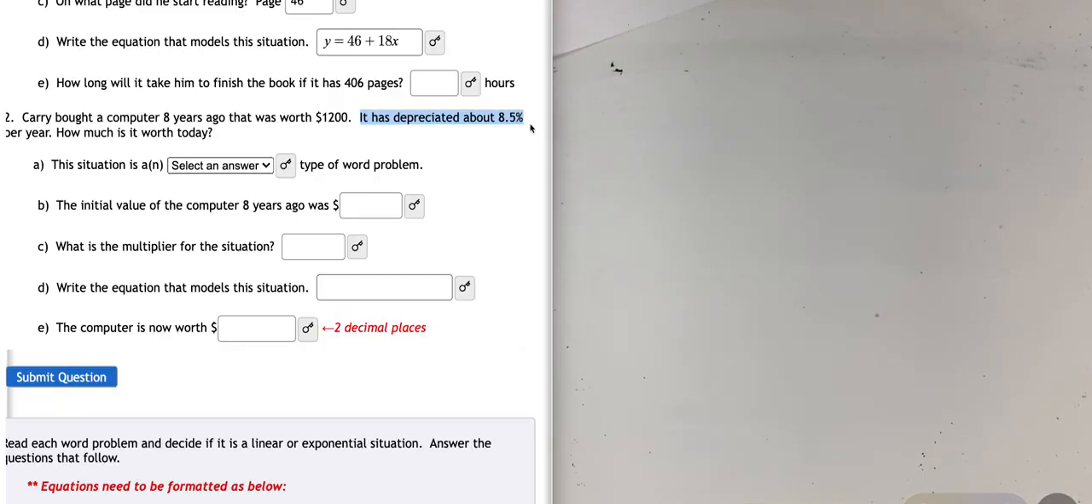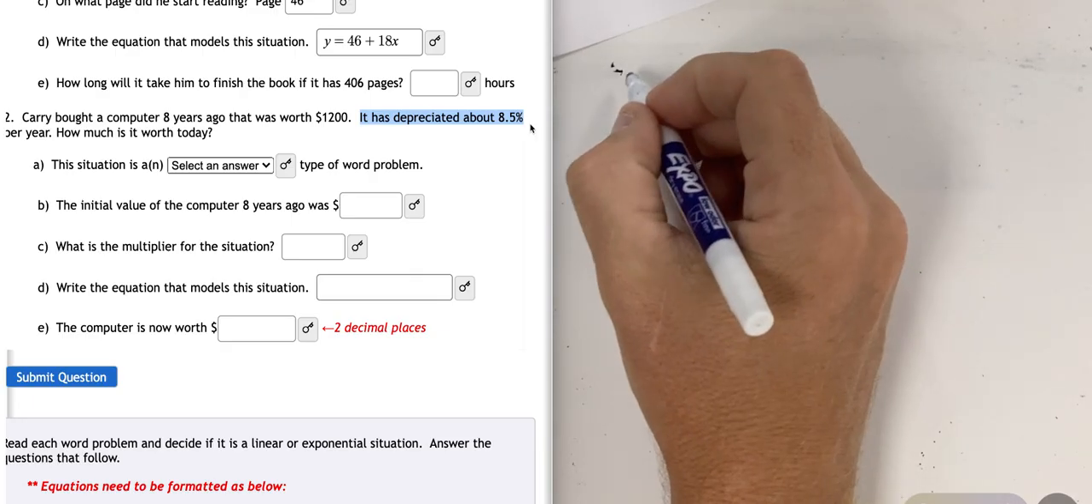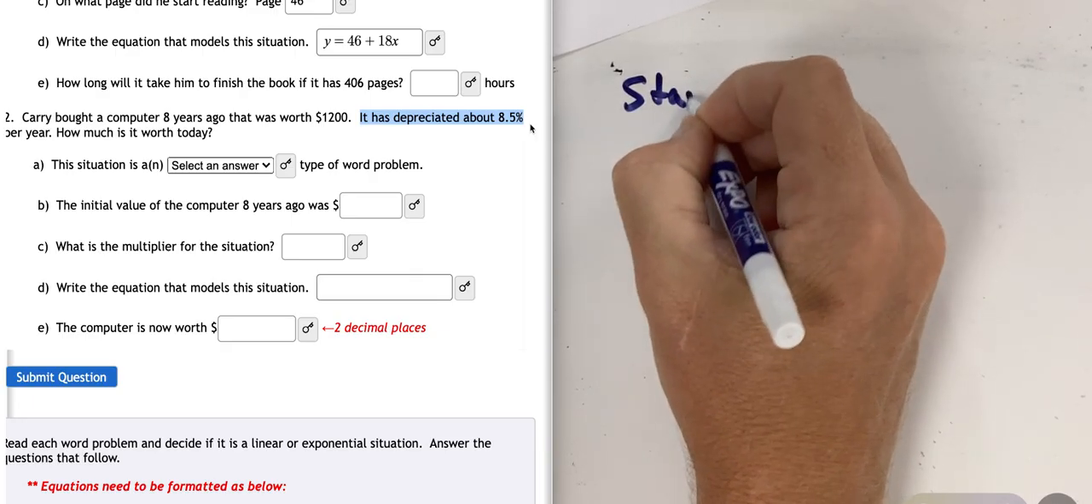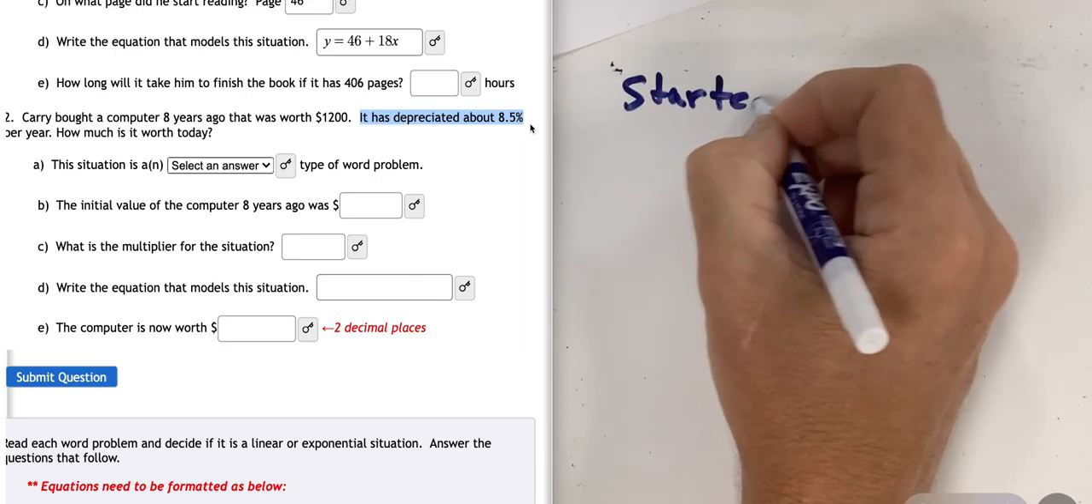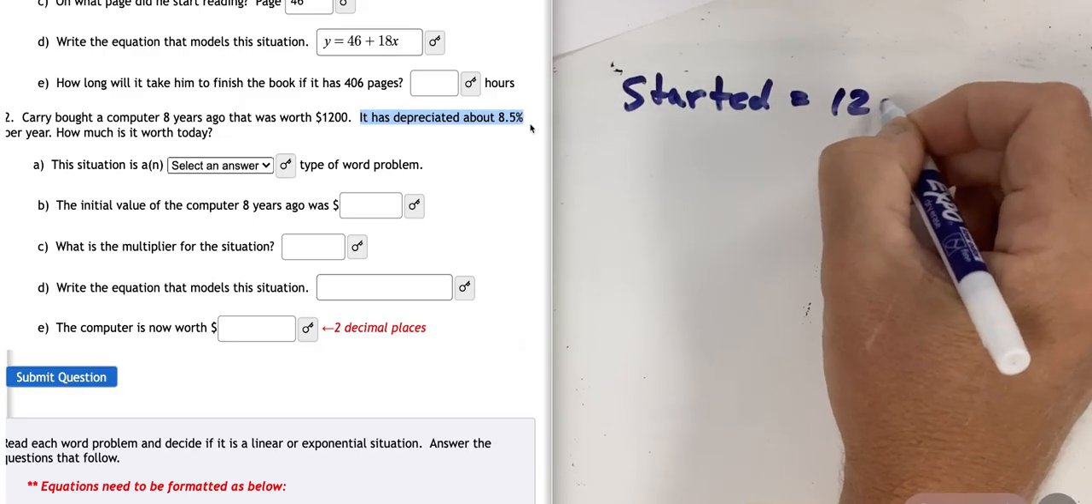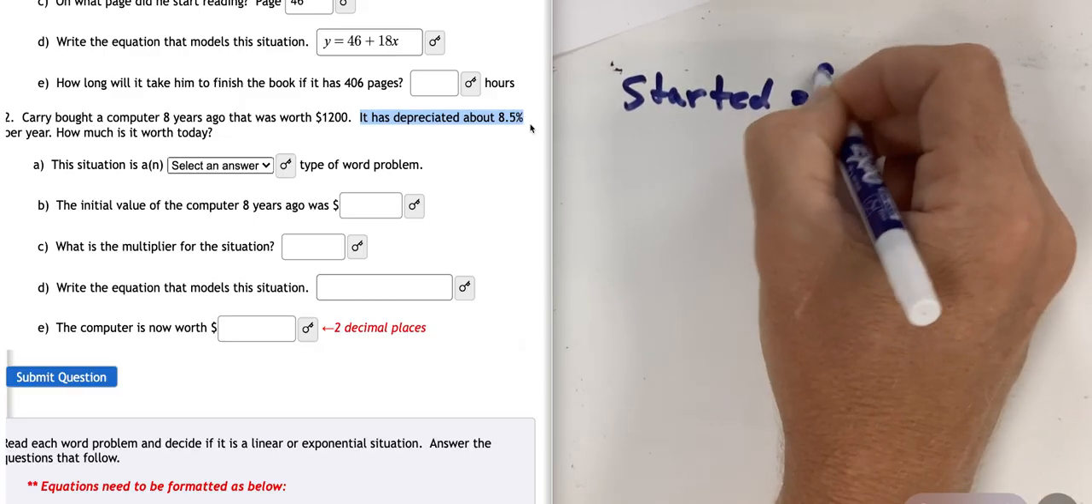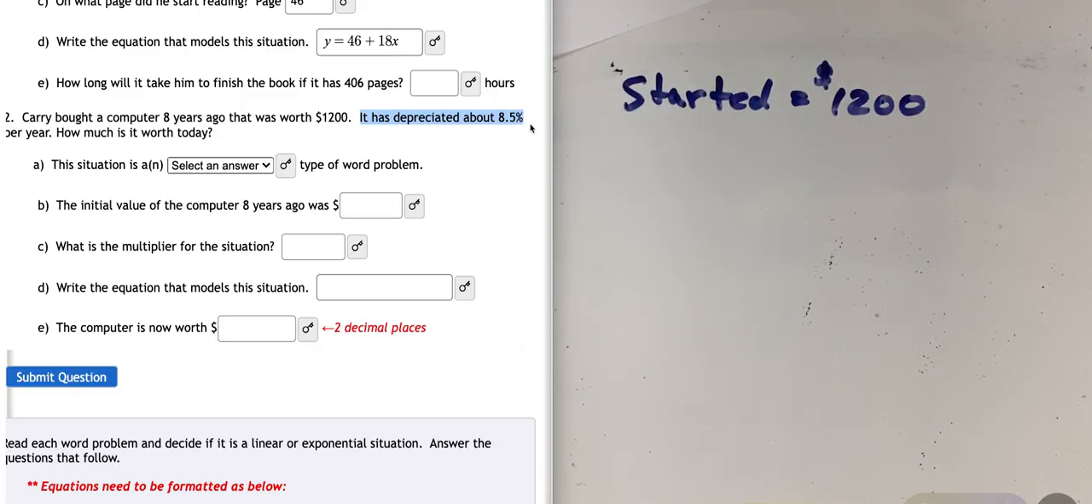We know that this person bought a computer for $1,200, so that means he started with the cost of this computer at $1,200. So that's like our starting value when you write the equation of the exponential that we're trying to find here. The next thing is 8 years ago is when he started, so that means 8 years forward is today, now.